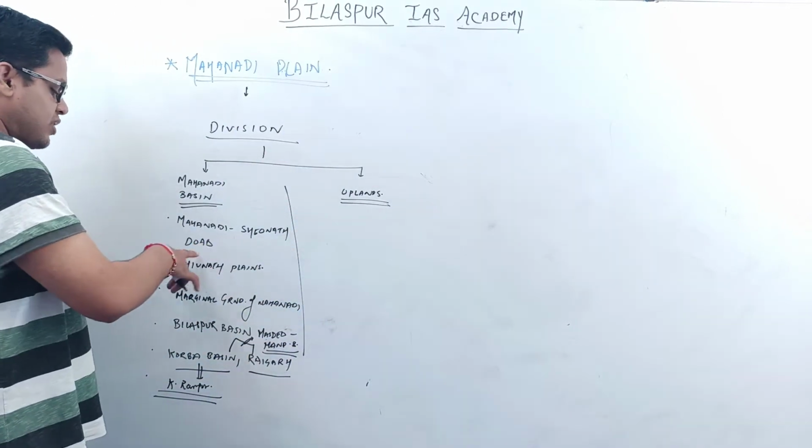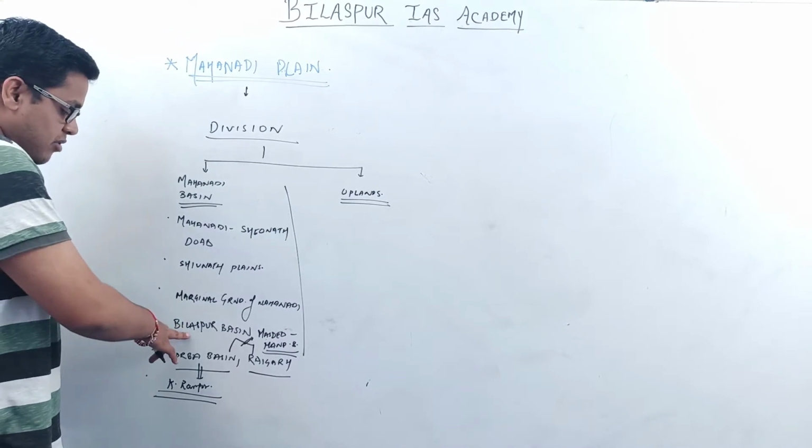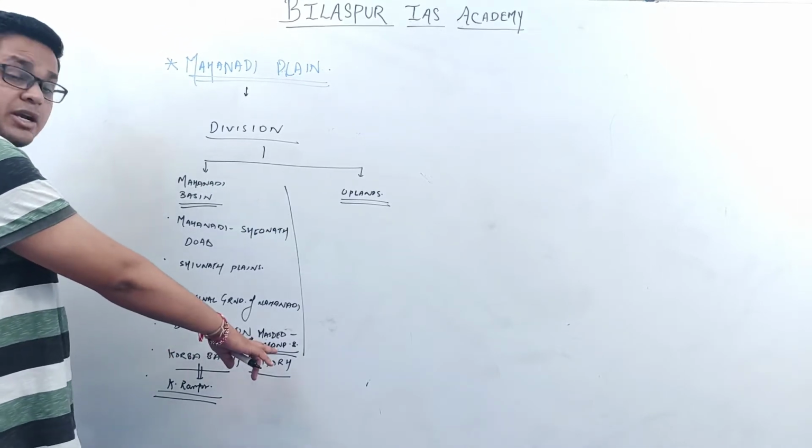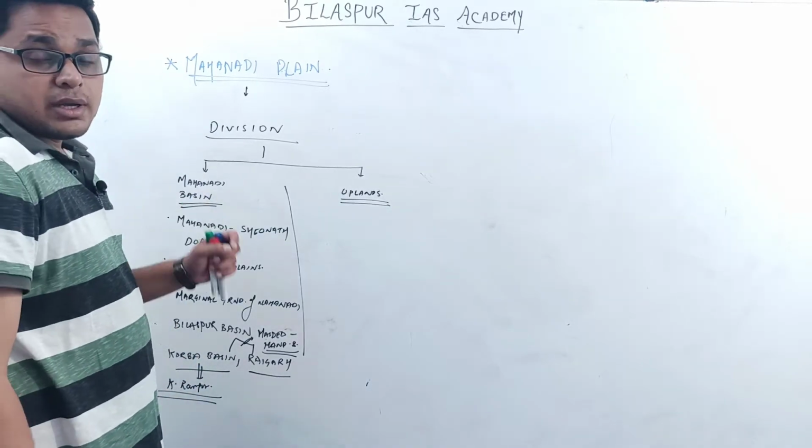So in the Mahanadi Shivnath Dwab, Shivnath Plain, and marginal ground of Mahanadi, we will have the Bilaspur Basin, Hasdev Mand Basin, the Raigarh Basin, the Korba Basin, and the Hasdev Rampur Basin.